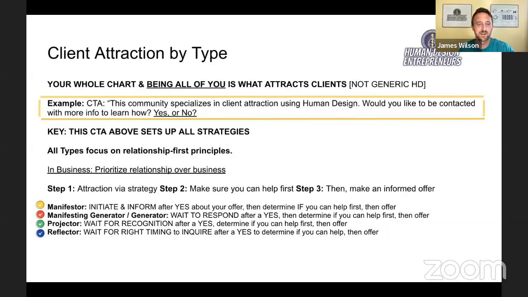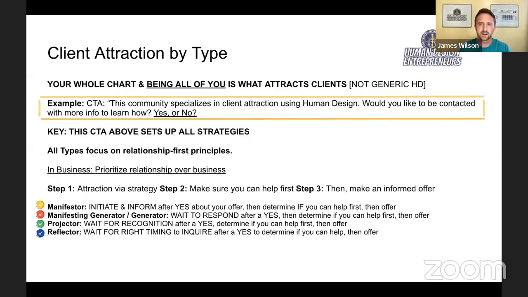Where are the projectors at? So waiting, I think projectors want to hear about what do I do while I'm waiting? So you ask these questions. You're sharing what your offer is. Hey, I have this offer that specializes in client attraction by human design. Would you like to be contacted? If a yes, that's recognition. That's invitation to reply to them and go through this process.